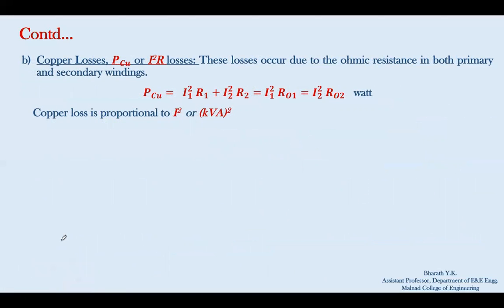Next is copper losses. Copper losses are also called I square R losses. These losses occur because of the ohmic resistance of the primary and secondary windings, which is given by I1 square R1 plus I2 square R2. If the resistance of the secondary winding is referred to the primary side, the equation becomes I1 square R01. If the resistance of the primary winding is referred to the secondary, the equation becomes I2 square R02. Copper losses are proportional to the square of the current, or the square of the kVA rating of the transformer.